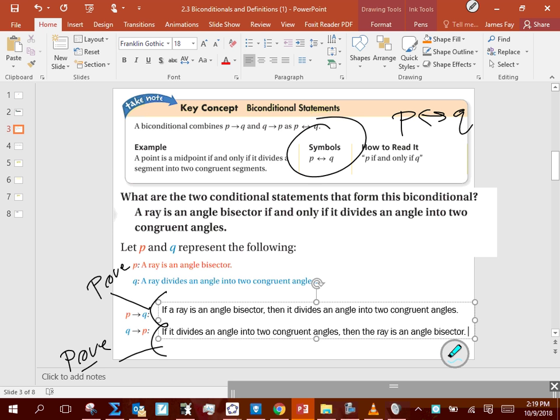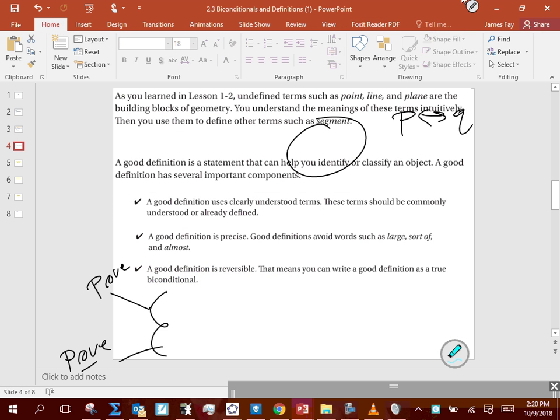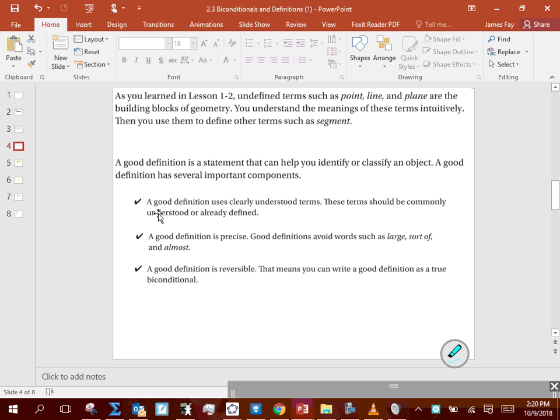Now, how does this relate to definitions? And we're kind of running out of time here, but I think we can knock this out in the next 3 minutes. A good definition has three aspects to it, okay? A good definition uses clearly understood terms, meaning that we're going to use terms that we already have defined, okay? I don't want to have to define something in chapter 3 with a word that I'm not going to learn until chapter 7. Does that make sense?